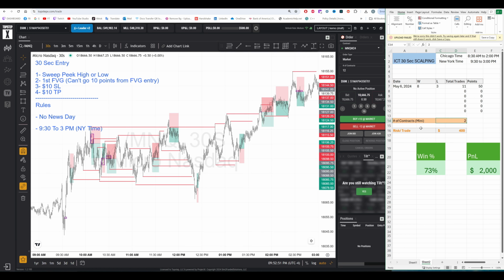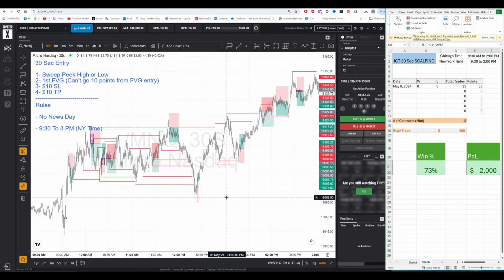So if you're trading every setup with 2 minis, with 2 NASDAQ minis, this is for NASDAQ, because I'm doing the NASDAQ, you're risking $400 per trade idea. And if you win, you win $400, of course, because it's 1-to-1. And for winning 8 trades and losing 3, you captured 50 points in total, making you a total of $2,000 for that day.